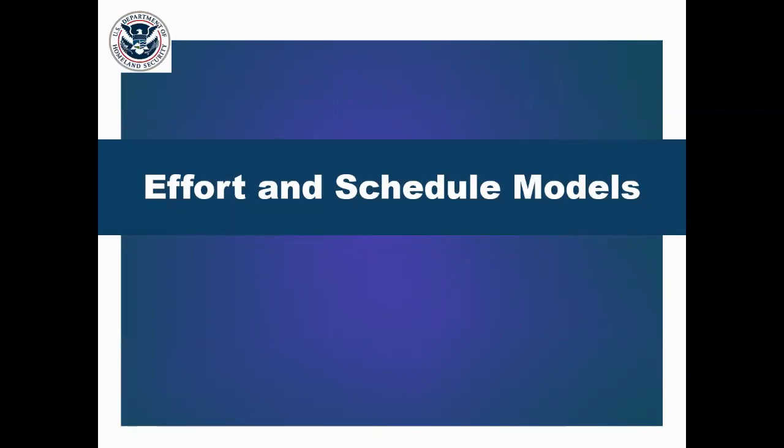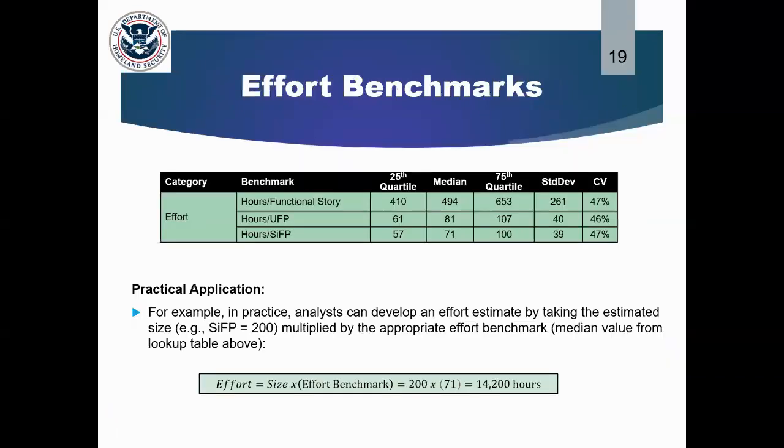Now we show you the results of our effort and schedule models. First, we wanted to offer benchmarks. In terms of the benchmarks, for effort hours, we show hours per functional story, hours per unadjusted function point, and hours per simple function point. We provide the 25th quartile, the median, and then the 75th quartile, standard deviation and coefficient of variation. These benchmarks can be used as a cross-check for a cost estimate on software development, or can be used for risk bounds in a risk analysis. We also show a practical application example where if you had 200 simple function points, you could multiply by the appropriate effort benchmark and derive your effort hours.